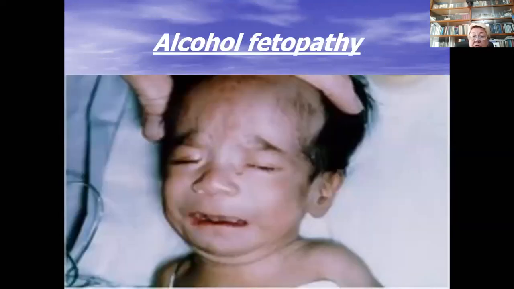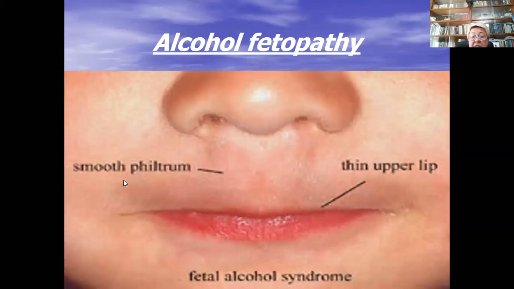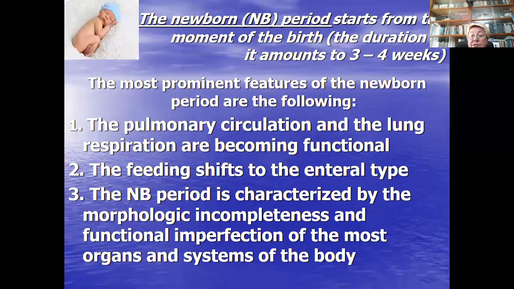And also the same picture with alcohol fetopathy, and symptoms of alcohol fetopathy. In the face, you can see a smooth philtrum and thin upper lip. And the child was born, and the newborn period starts from the moment of birth, and the duration of this period amounts to 1 month.